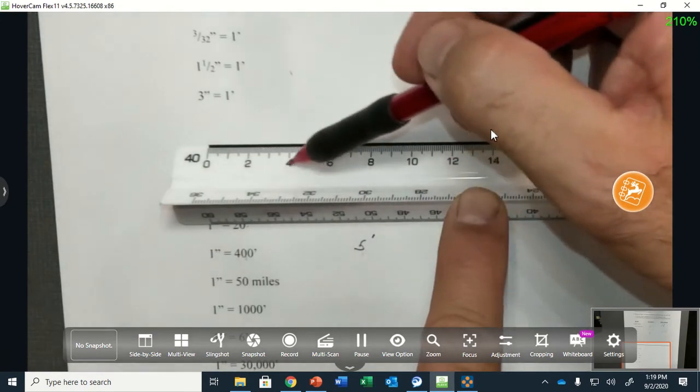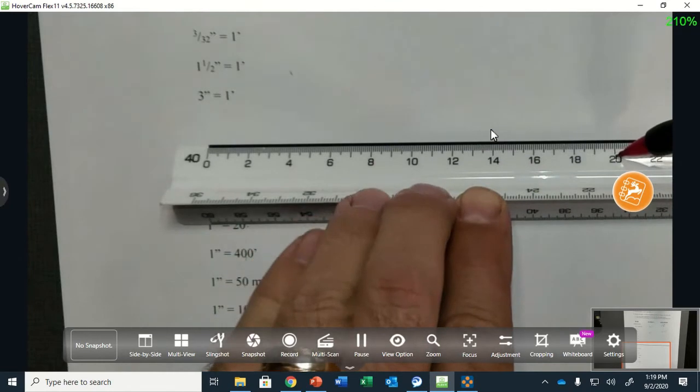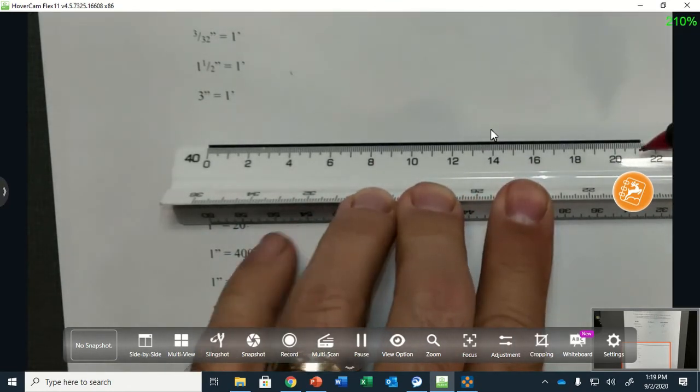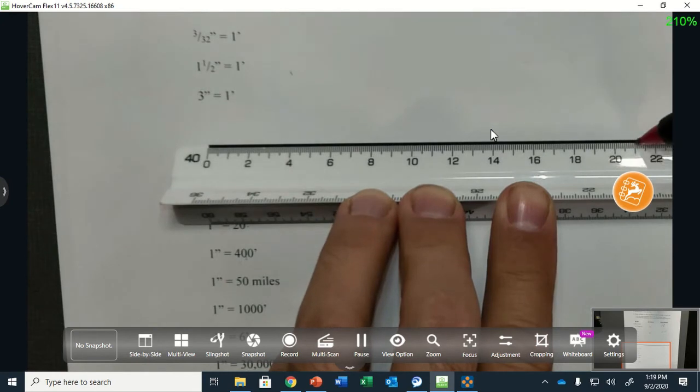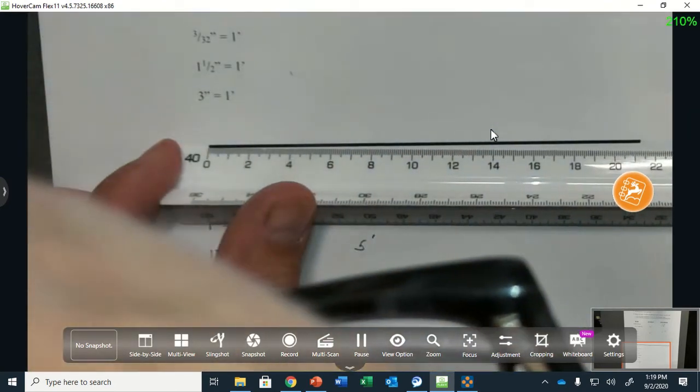All right, 200, 400. This is 1,000. This is 2,000, right? What am I doing? I'm just adding 2 zeros to it. 2,000. Let's see here. This is 2,100 right here.